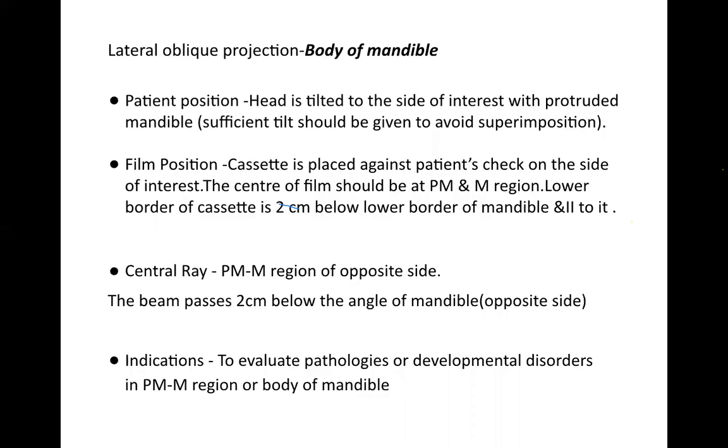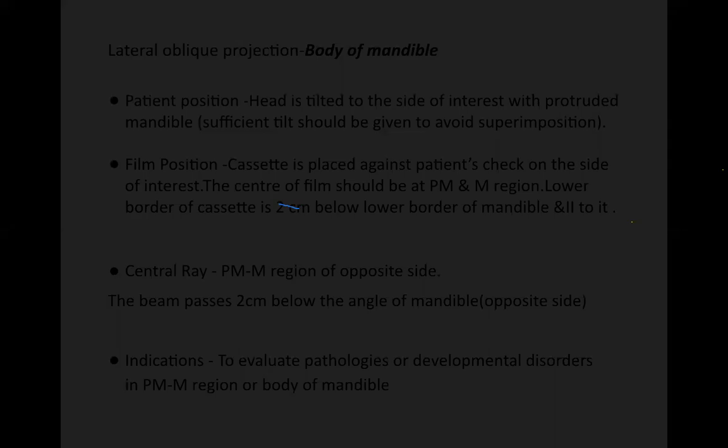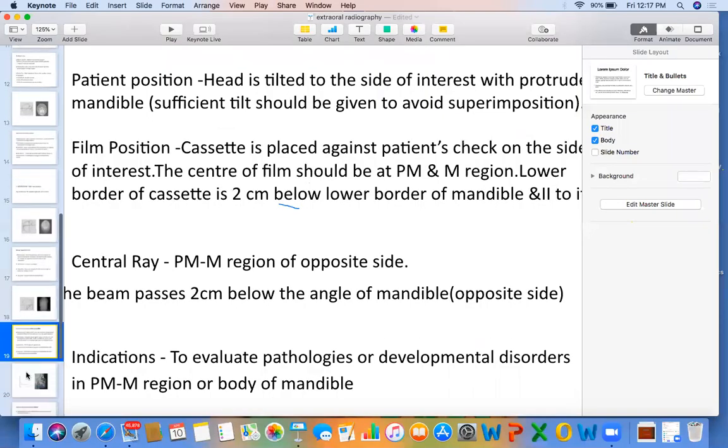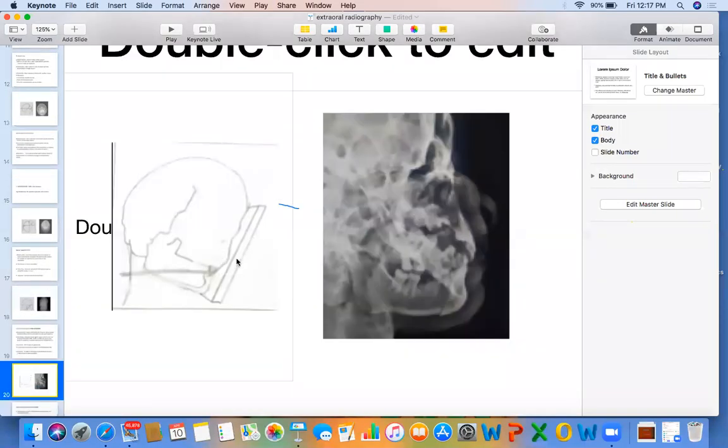Then next is the lateral oblique projection for the body of the mandible and for the ramus. First we'll see how we position for the body of the mandible. Patient position: head is tilted to the side of interest with a protruded mandible. Now we'll see how it is there in the image. You can see this is the cassette. This is how we make the patient bend on the cassette a little with protruded mandible, and the ray will be going from the opposite side.